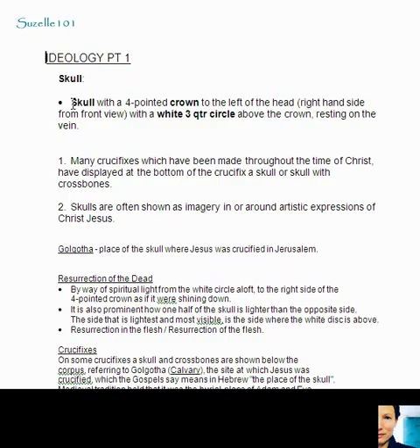Read along with me. Skull with a 4-pointed crown to the left of the head, right hand side from front view, with a white 3/4 circle above the crown, resting on the vein or between the veins.